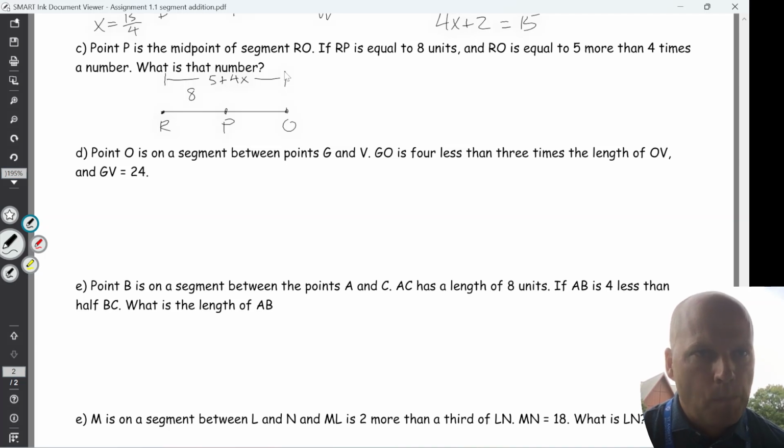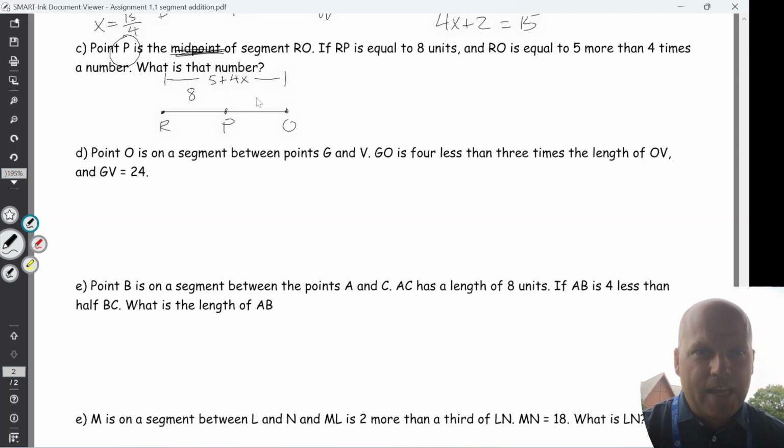Well, let's read it again. Point P is the midpoint of segment RO. RP is 8. RO is 5 more than 4 times the number. Now, 5 more than 4 times the number, I'm immediately saying 5 more than 4 times x. I'm using x as a replacement for this concept of a number. This is algebra.